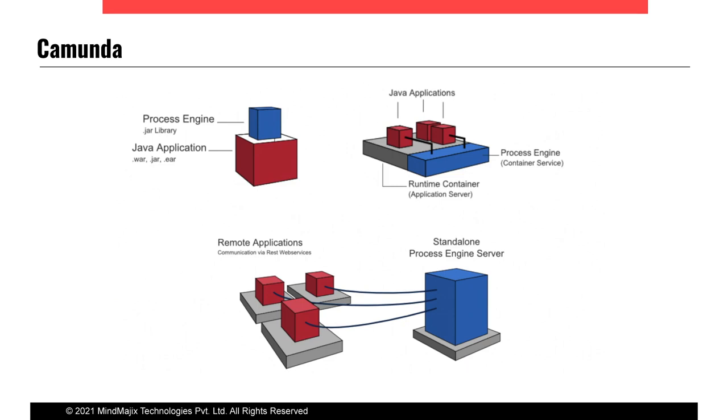Now, in this case, the process engine is started inside the runtime container or the application container or the application server. So the process engine is provided as a container service and can be shared by all applications deployed in the container. So when the application server starts, then the process engine will start. So any number of Java applications, or any application that you will be deploying to that application server, can use the process engine that is already configured in the application server.